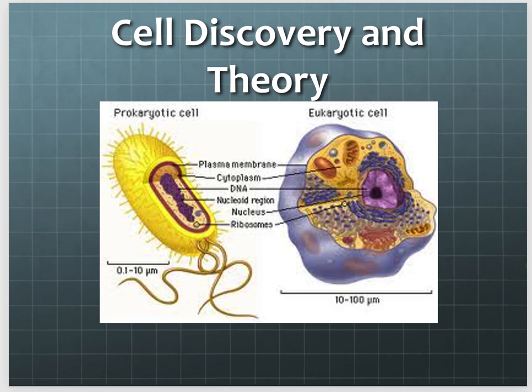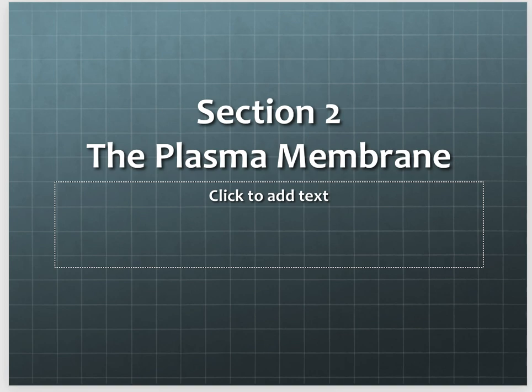Our DNA is in the nucleus. And they also have ribosomes. We'll find out a little bit later that ribosomes are where proteins are made. Bacteria do need to make proteins, but their ribosomes are found in the cytoplasm. Our ribosomes are found in the cytoplasm and on the endoplasmic reticulum. All right.